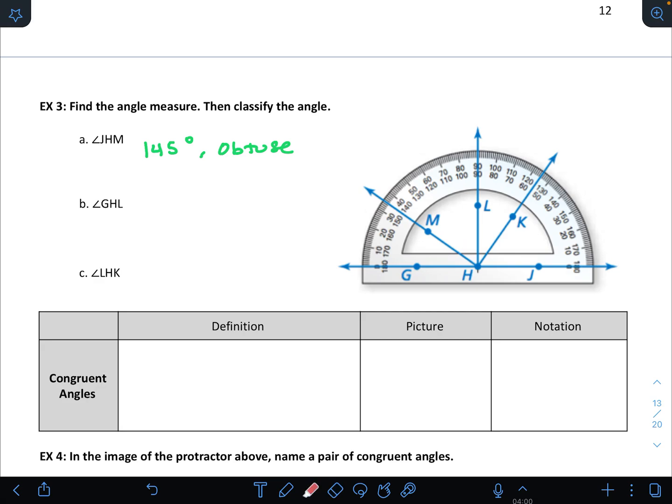Next, I want angle GHL. So here's G to H, and then H to L. That is a 90-degree angle. And again, we are counting the number of degrees. So for this angle, you can either use the outside numbers or the inside numbers to get that it is a 90-degree angle.